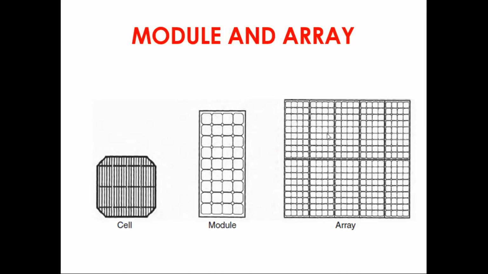So till now we are just talking about the cell. A number of cells usually are connected in series, so we get the module, and a number of modules in series and parallel connection, we will get the array.